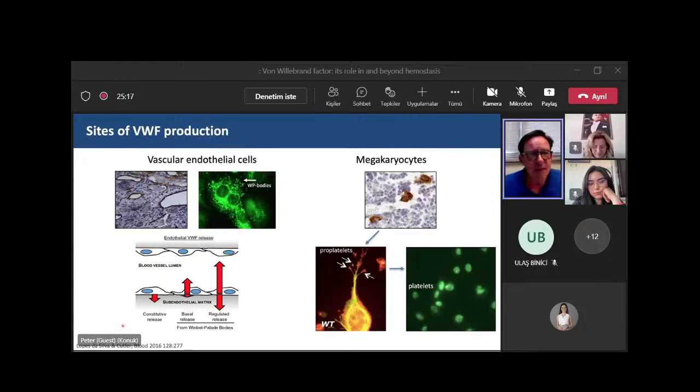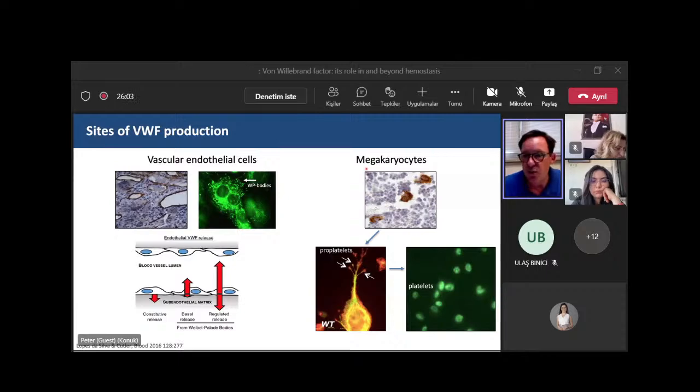So VWF is a particular protein in that it's produced in different tissues. The main source of VWF, we can find it in endothelial cells. You can see here on this photo where the endothelial cells from small arteries are staining very intensely for VWF. And when you go into more detail, you can see that within the endothelial cells, VWF is located in small organelles, which we call the Willebrand bodies. From the endothelial cells, VWF is released not only into the circulation, but also into the subendothelial matrix, and I will come back to that a bit later.